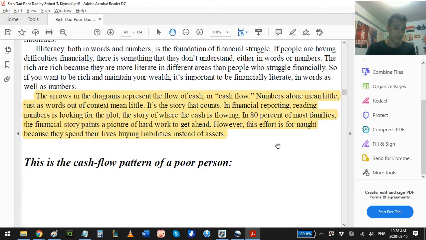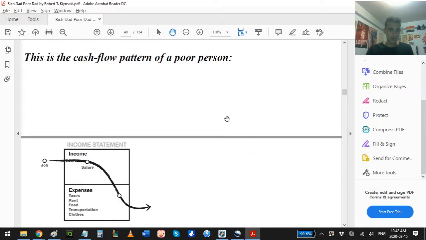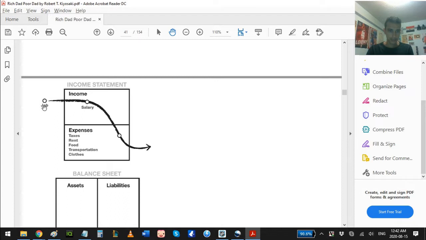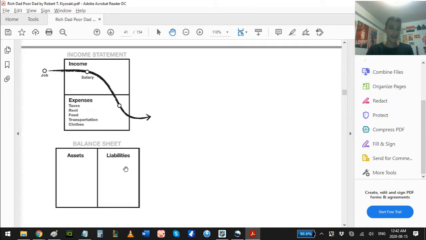In 80% of most families, the financial story paints a picture of hard work to get ahead. However, this effort is for naught because they spend their lives buying liabilities instead of assets. And we all know the saying, work smart, not hard. This is the cash flow pattern of a poor person. So you see here, guys, the person has a job, goes to their salary, they have their expenses through taxes, rent, food, transportation, clothes, simple stuff, and then the money just goes out, to the void, you never see it again. As you can see, they have no assets, and they have no liabilities. So very simple.